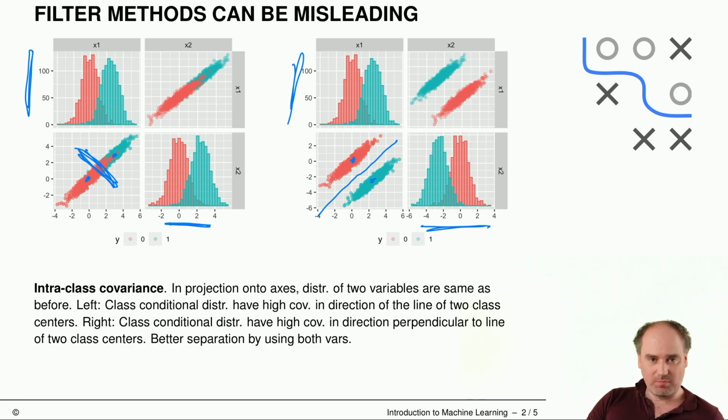What really counts is this intra-class covariance, but that's something that we really don't get from the filter values. And again, we are also not really seeing that we get much better separation by using both variables.